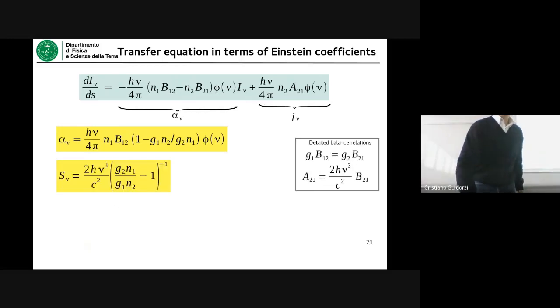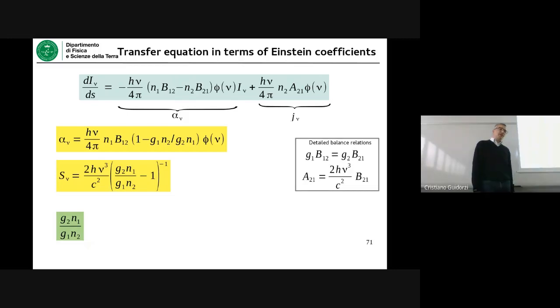Well, if you think of the ratio that shows up among brackets, g2 n1 over g1 n2, if the formula for the source function is indeed a generalization of Kirchhoff's law, it means that you should recover the special case of Kirchhoff's law. The special case means that we are getting back to considering thermal equilibrium, just thermal. I'm just thinking of the source function. I'm not interested in the brightness, okay?